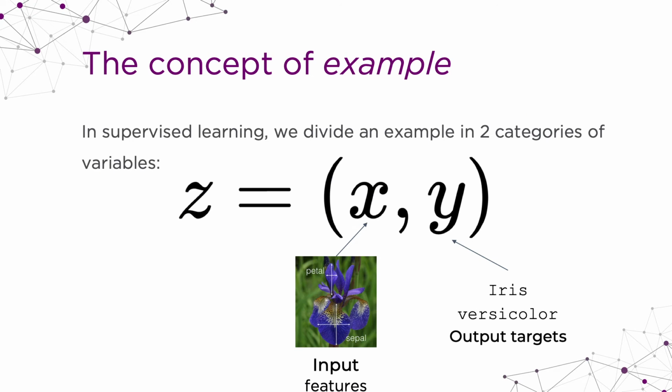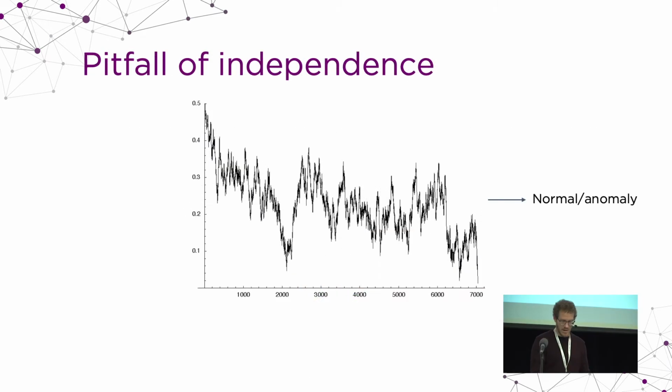And how we will structure an example is as a couple of variables. So we will have the features here as an X, and the labels or the targets that we want to predict as a Y. So here I have my 4 features. I can represent it as a vector of 4 elements, and here I will have one label among 3 to define the species of the flower.